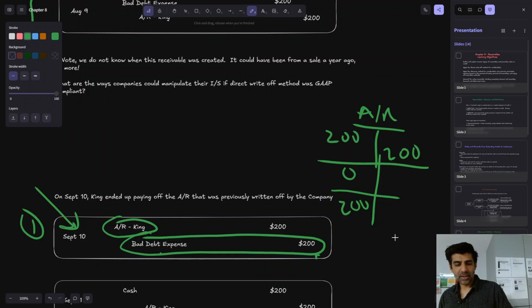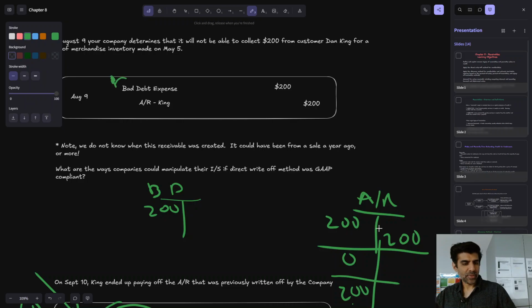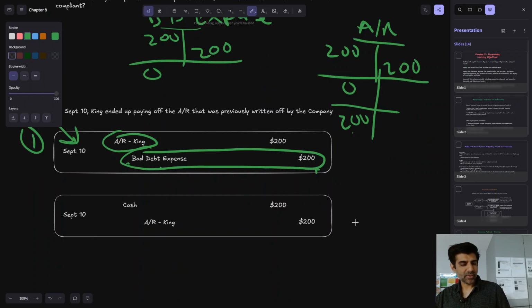We're reinstating the account receivable. The bad debt used to be 200, right? From this, we had this debit, but now we're crediting it. So now we have zero bad debt expense. So we've kind of undid that entry, and now we just collect the cash. So now we get rid of this. So now this still goes to zero, but now we've debited cash.